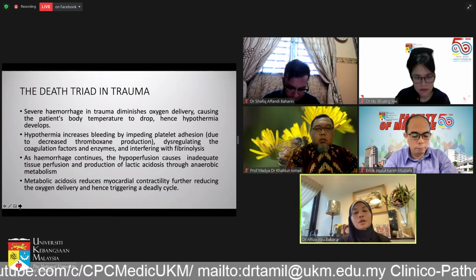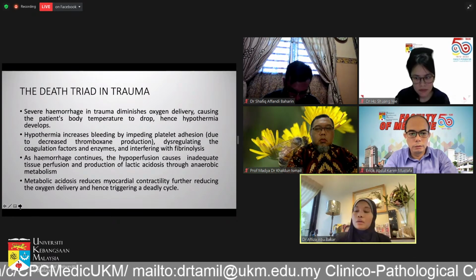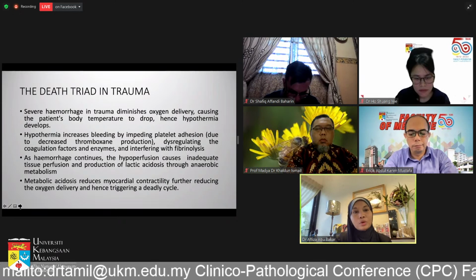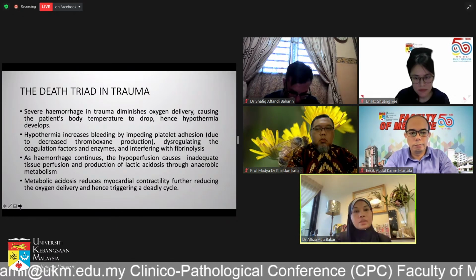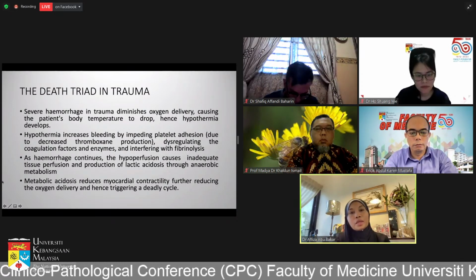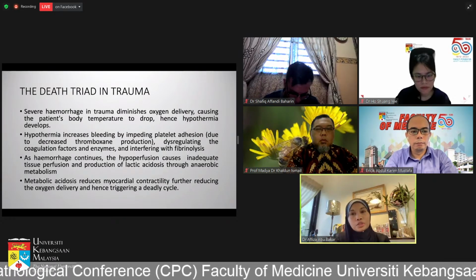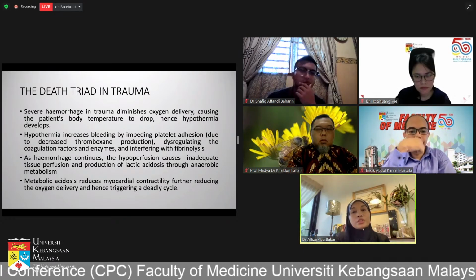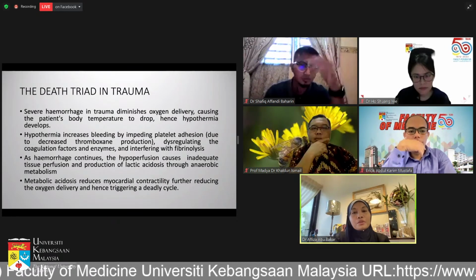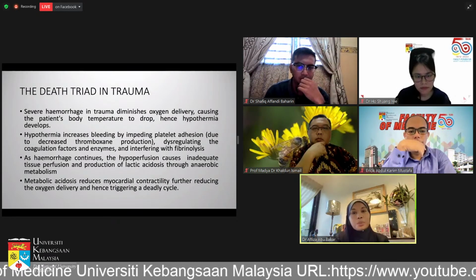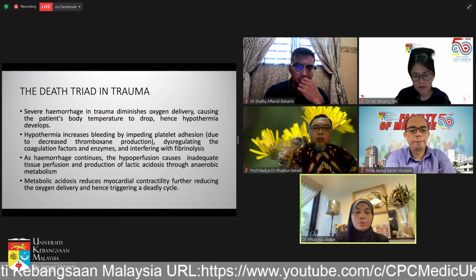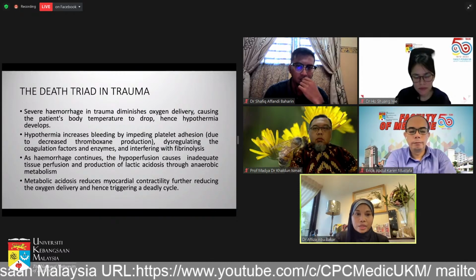Now, when we talk about polytrauma, we cannot forget about the triad of death that contributes towards the patient's increased mortality and morbidity. There are three components of the triad of death. The first is hypothermia. When severe hemorrhage develops, the oxygen delivery to the tissues diminishes and causes the body temperature to drop. When this hypothermia develops, there will be increased bleeding by multiple effects on the coagulation cascade, such as platelet adhesion, dysregulating the coagulation factors and enzymes, and it interferes with the fibrinolysis of the coagulation cascade.